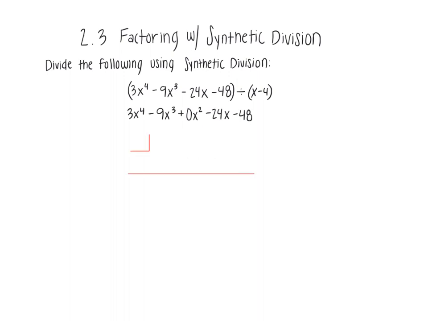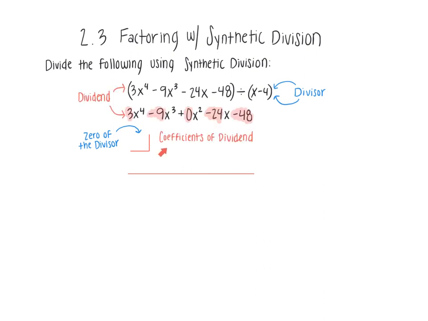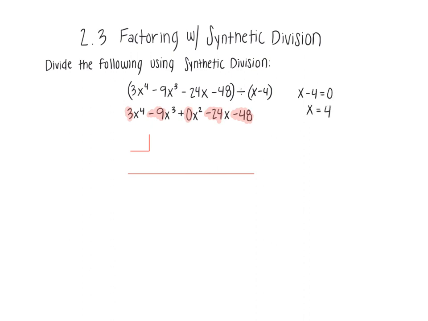Now we're going to start setting up for synthetic division. So inside of this box goes the 0 for the divisor, and right over here goes the coefficients of the dividend. So first, let's set the divisor equal to 0. So now we're going to move our 4 into the little box. And now we're going to move down all of our coefficients: 3, negative 9, 0, negative 24, negative 48.